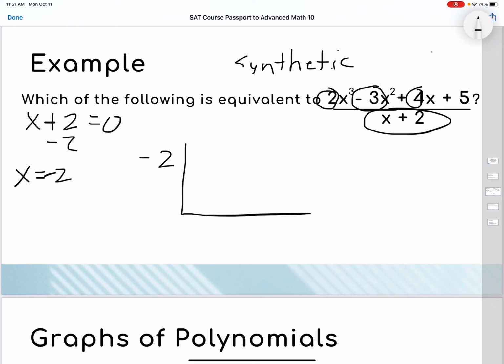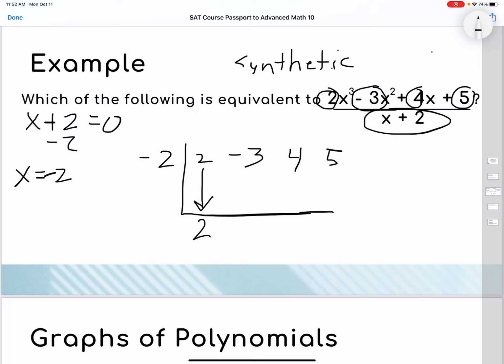So it was a positive 2, we'll put a positive 2. It was a negative 3. As it appeared, you get a 4 and a 5, like that. So the leading coefficients of each of the terms of the numerator. From here, we'll perform the synthetic division. So that first number, that 2, will drop down and stay there.